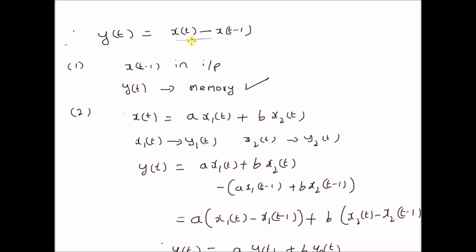However, the system is not invertible. That is, you cannot uniquely determine the value of x of t from a given y of t, because the output y of t depends not only on x of t but also on a previous value, that is x of t minus 1. So the system is not invertible.